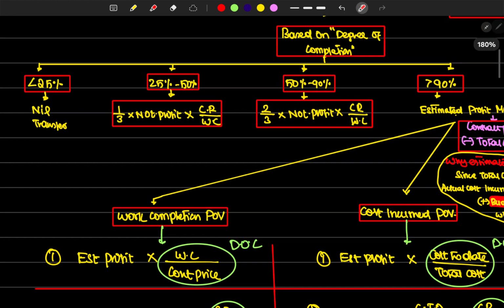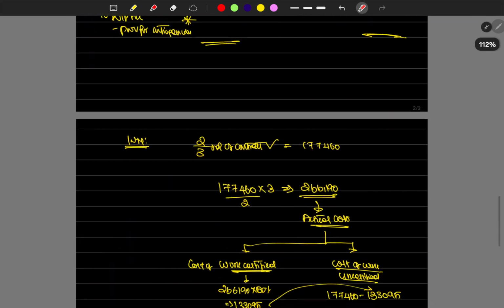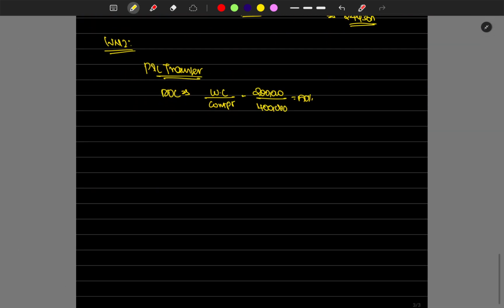If you get a doubt, this is not less than 50%. So from 50% we have to take here. This is not actual 50%, this is from 50%. Okay, so we have to take this. Formula: P&L transfer is equal to two-third of notional profit into cash received portion. We have to consider cash received into work certified.